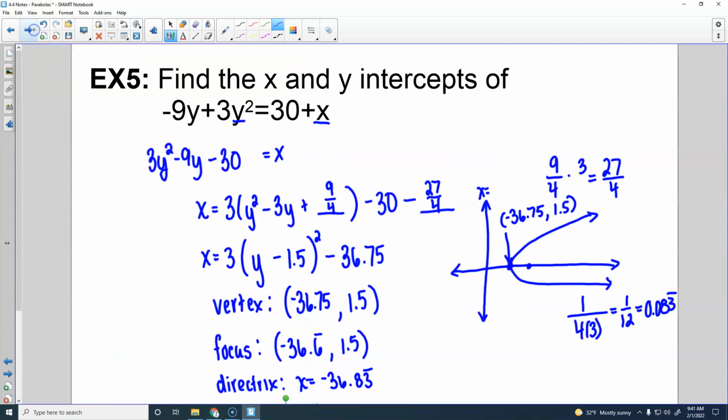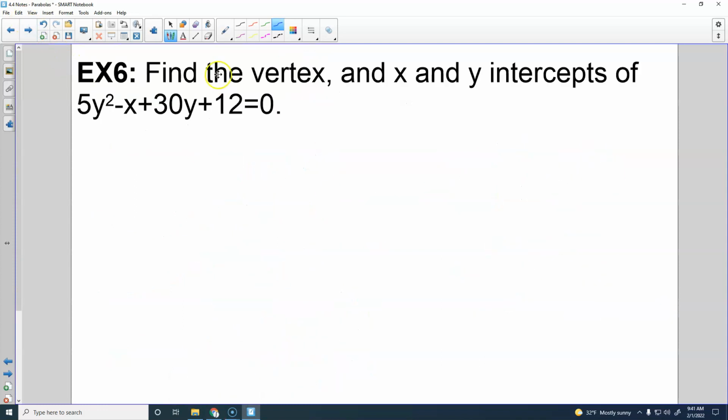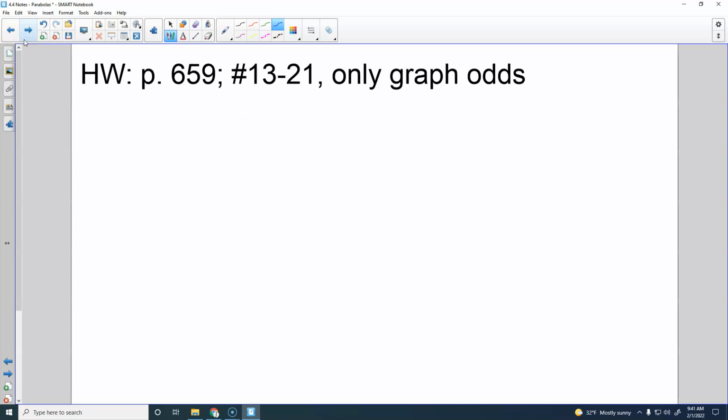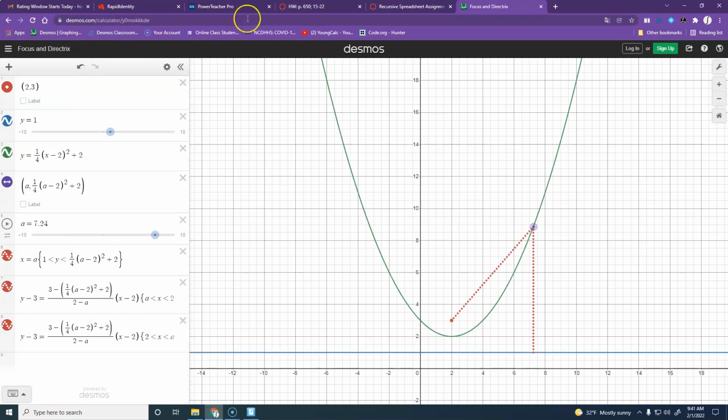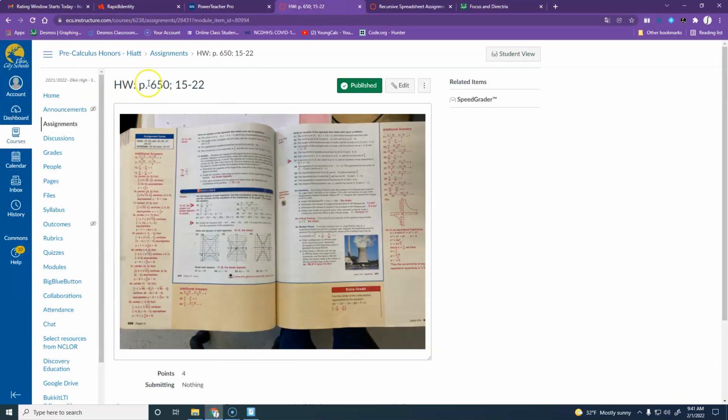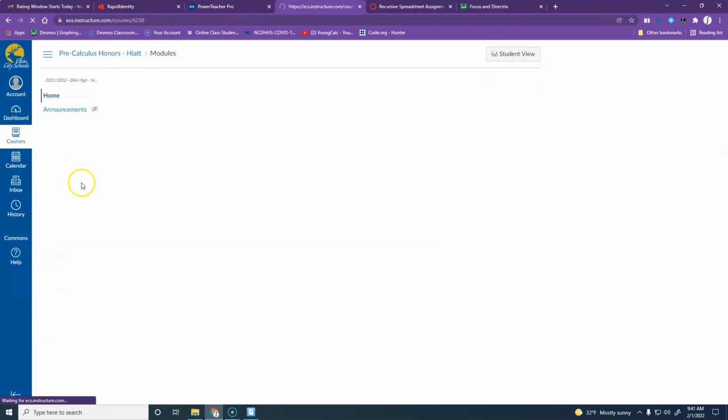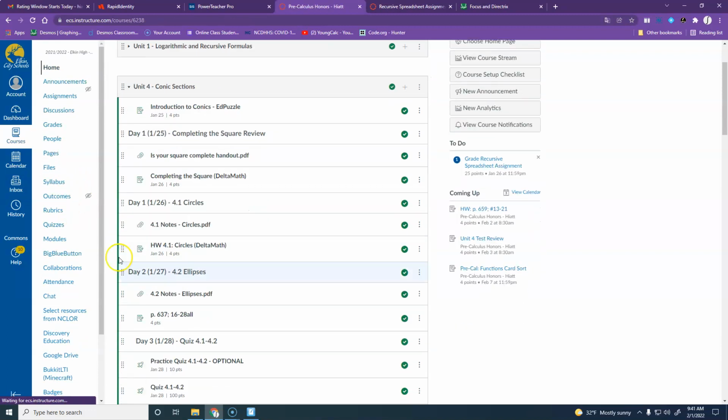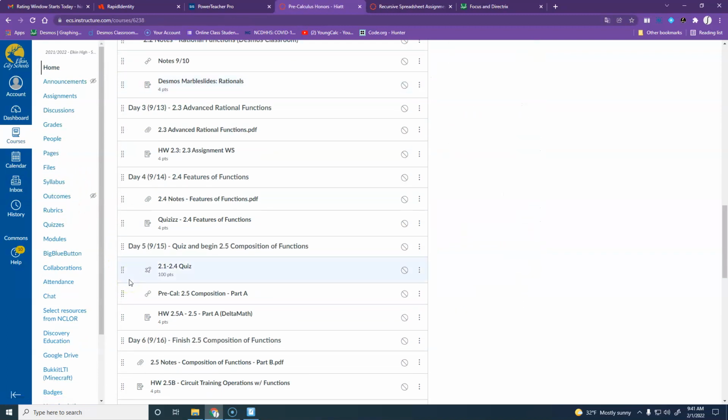All right, we are going to skip the x and y intercepts. I think I just don't really want to do those. So your assignment is going to come from the textbook again tonight, and I have put a picture of that on Canvas so you guys can see it.